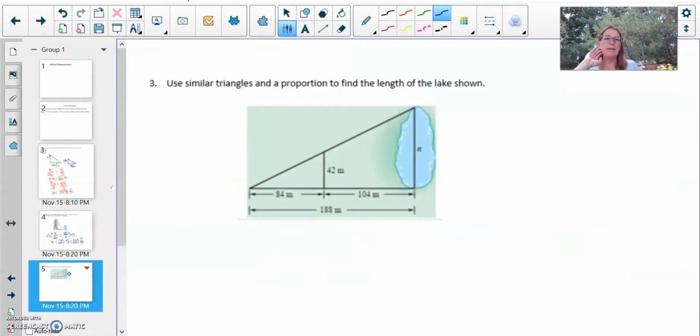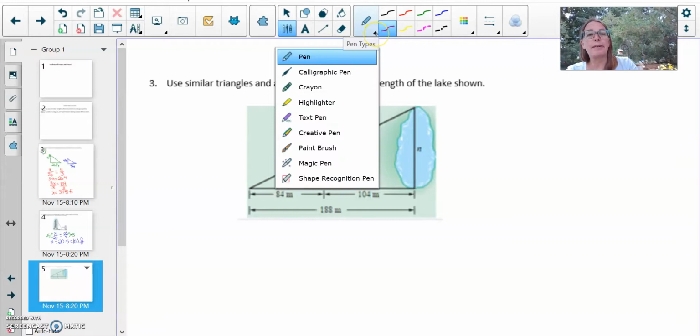This next example says, use similar triangles and a proportion to find the length of the lake shown. When you look at this picture, you have to look at it carefully. This is called a pair of nested triangles, which means one triangle inside the other. So if you look at it, let me use the highlighter here. Let me change my pen tool. I don't know if it's going to let me change. All right, there we go.